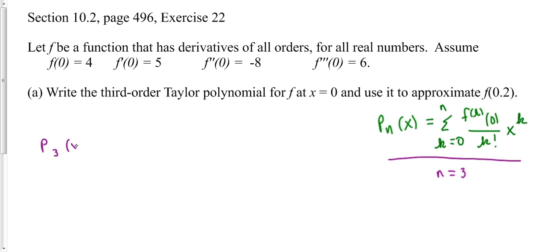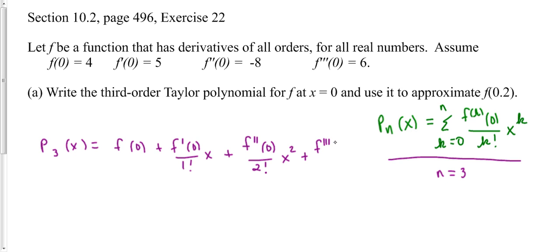So P3 of x is going to be equal to f of 0 plus f prime evaluated at 0 over 1 factorial times x plus f double prime at 0 over 2 factorial times x squared. And our last term is going to be f triple prime at 0 over 3 factorial times x cubed.